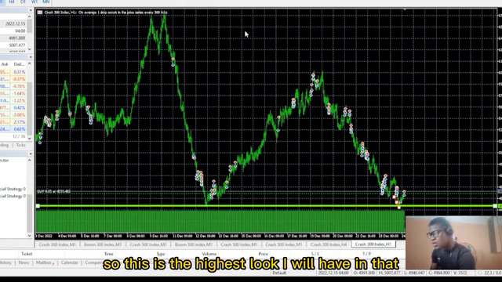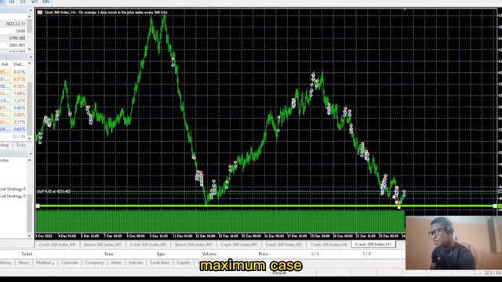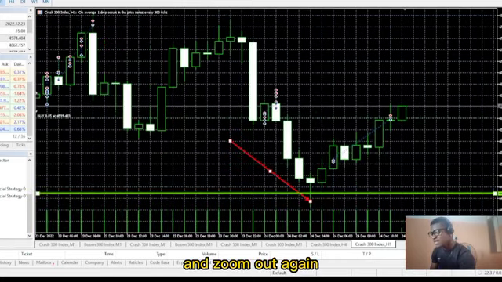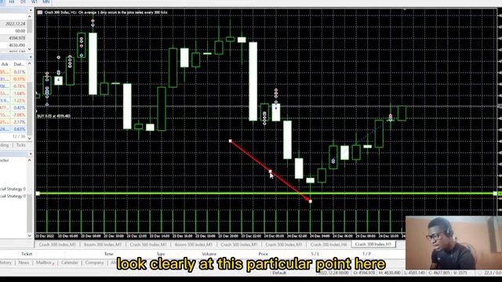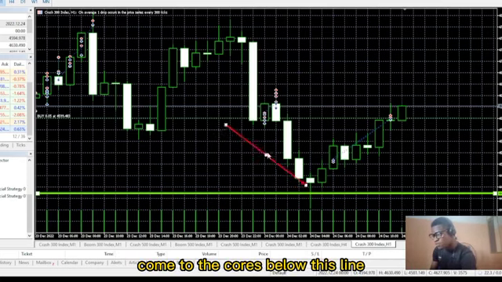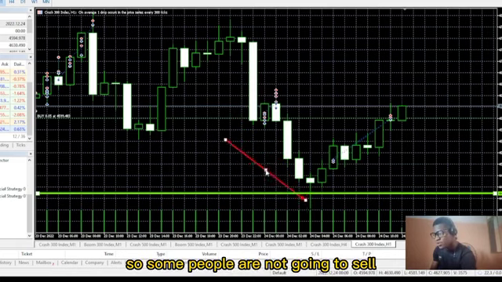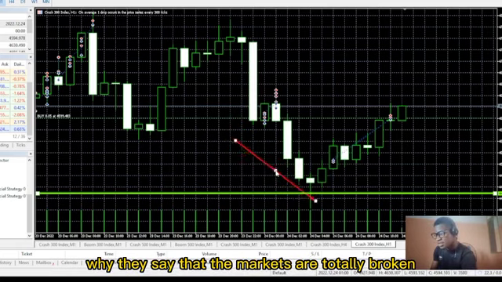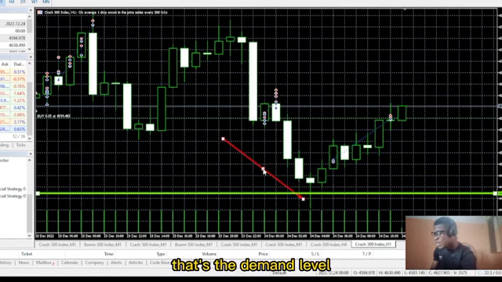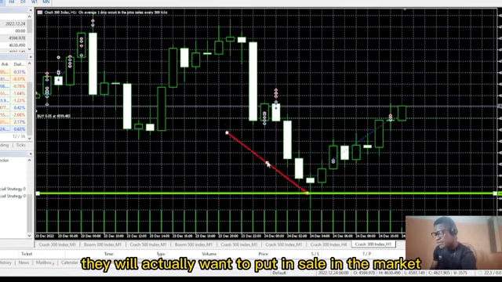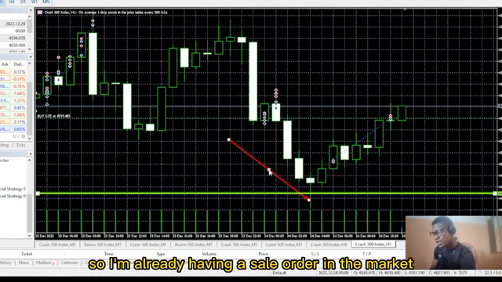So this is the highest low that we have in that particular market. So let us zoom out again. Now look clearly right here. Look clearly at this particular point here. That candlestick goes below this line. It goes below that line. So some people are actually going to sell when they see that the market has broken that level, that demand level. They will want to put in a sell in the market. Some are already having a sell order in the market.